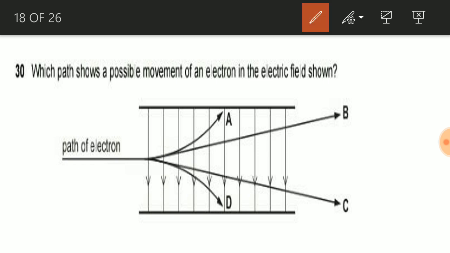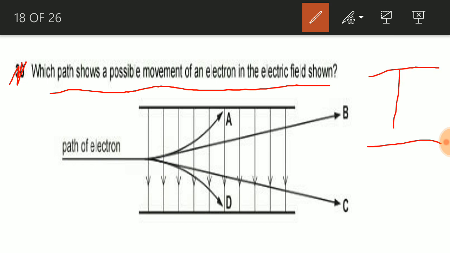Now let us see this question. In this question, what is a possible movement of an electron? See, if this is one plate, this is another plate, and the field is going down, then the upper plate must be positive and the lower plate must be negative. We know this because the electric field starts from positive and goes towards negative.